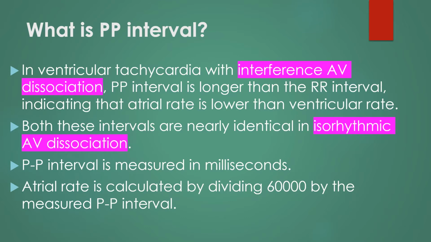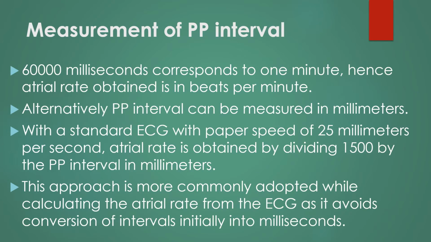PP interval is measured in milliseconds. Atrial rate is calculated by dividing 60,000 by the measured PP interval. 60,000 milliseconds corresponds to 1 minute. Hence, atrial rate obtained is in beats per minute.